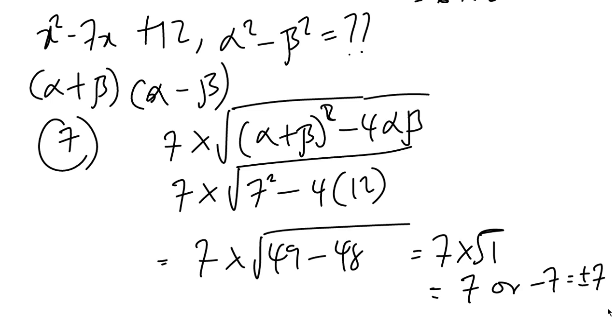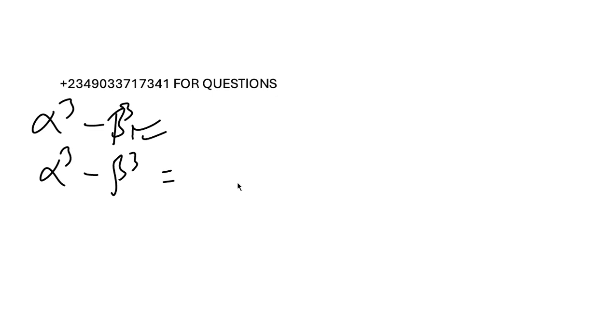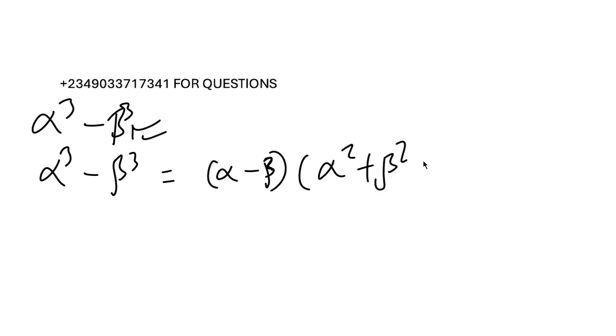You get? Then the last thing I'm going to look at in this video is your ability to calculate the value of alpha cube minus beta cube. This is another question you could be asked. The best way to tackle this is to understand the factorization of the difference of two cubes, right? If you factorize alpha cube minus beta cube, it's simply alpha minus beta into alpha squared plus beta squared plus alpha beta. If you look at your algebraic identities at the end of this video, don't be afraid. At the end of this video, I'll show you the derivation.